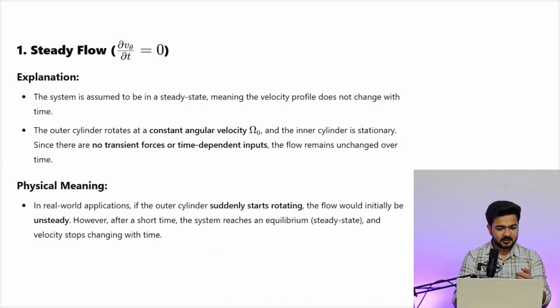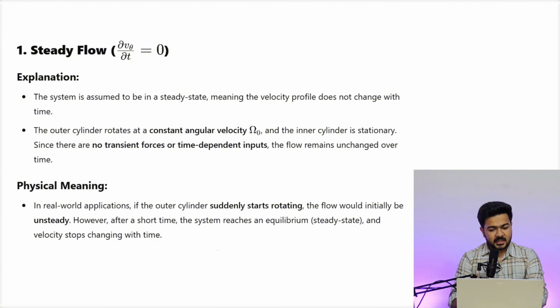For this, the explanation is the system is assumed to be at steady state, that is the velocity does not change with time. So del v theta by del t is 0, that is v theta velocity is not changing with time. The outer cylinder rotates at an angular velocity omega naught, and the inner cylinder is stationary. Since there are no transient forces or time dependent inputs, the flow remains unchanged over the time.